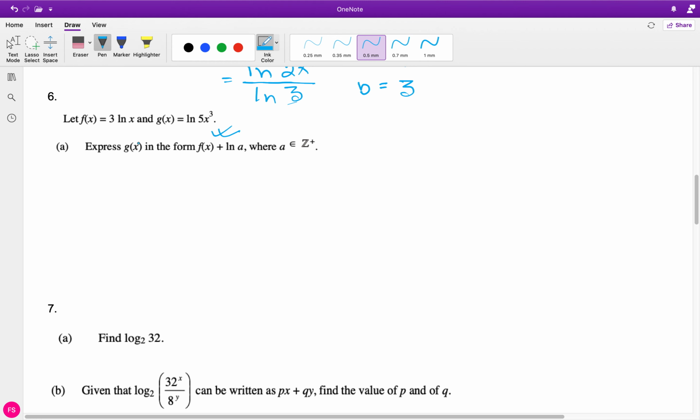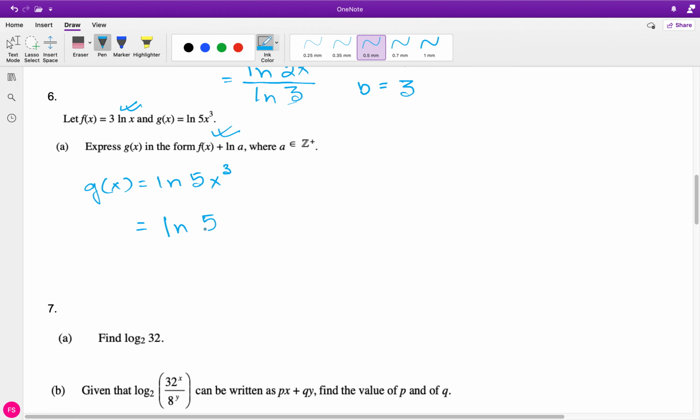In this form, that means I have to break it down and somehow make this a part of this function. My g of x is ln (5x) to the power of 3. f of x is 3 ln x. That means I need to separate this 3 from this 5. How can I do it? I'm just going to use the properties of logs and break this down. So far we had two separate terms and we multiplied them, but now we have the final form, but you can separate it as well.